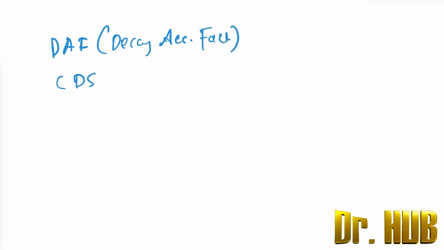Now let's move on to DAF. DAF is the decay accelerating factor. Then we also have CD59. Both of them are associated with paroxysmal nocturnal hemoglobinuria.